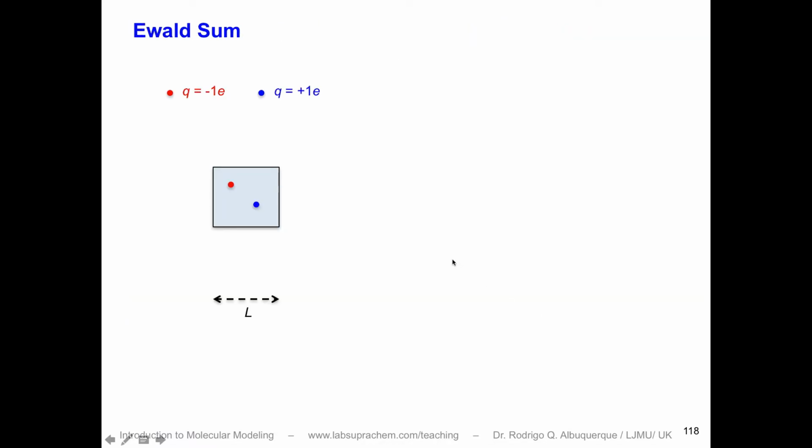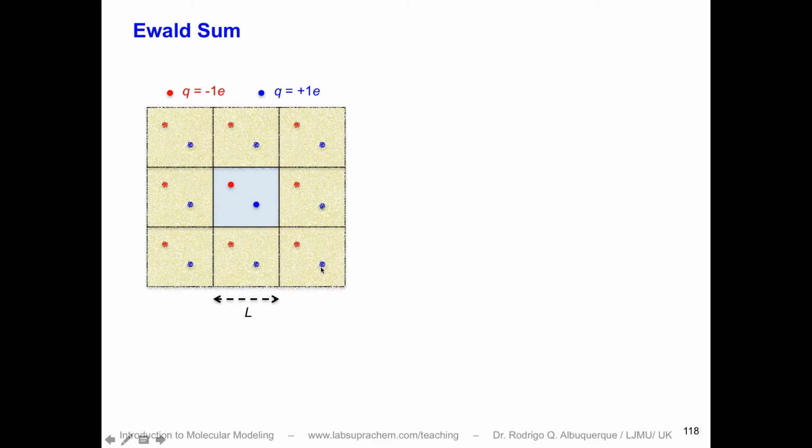The Ewald sum can be used to calculate the total electrostatic interaction energy between charges. So in this case, we have two charges, but remember you can have thousands of atoms or thousands of charges here. In this case, you have a simulation box of size L, and you need to compute the interaction energy between these two particles. But when you use periodic boundary conditions, we have actually many replicas of the central box around the gray box.